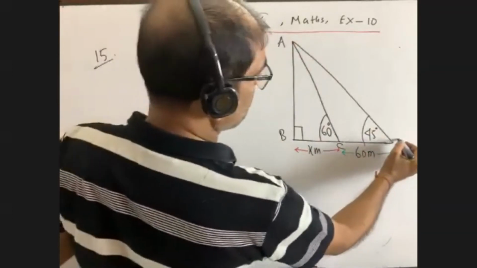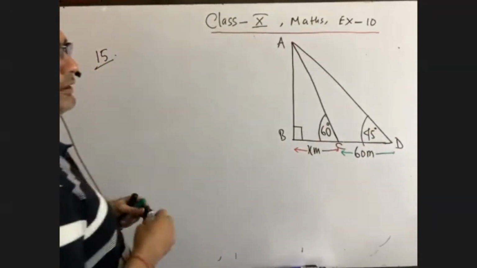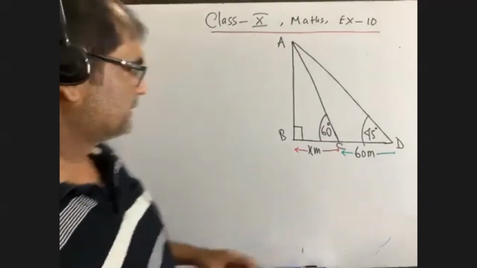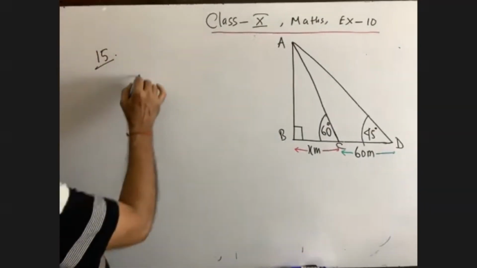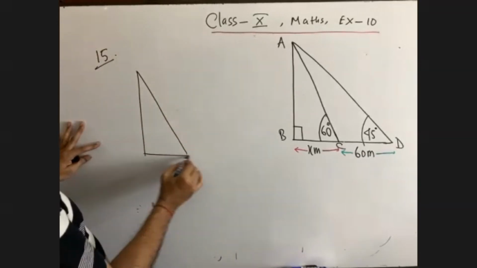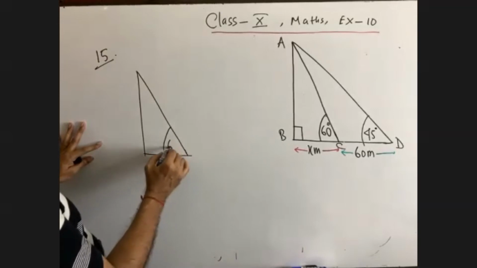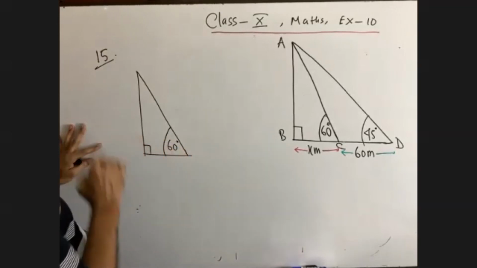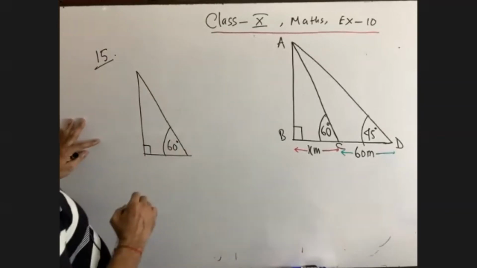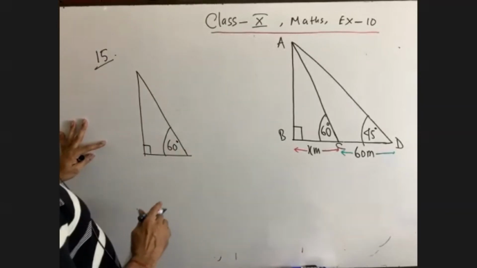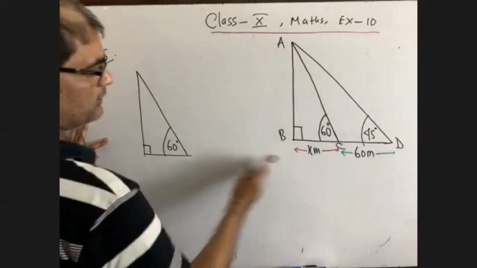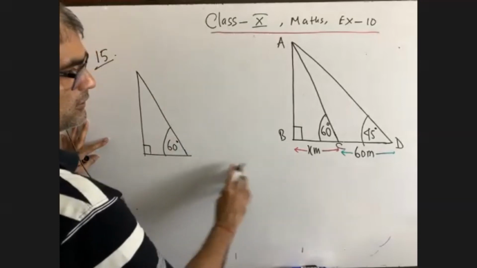Sir, can you please repeat this part again? Okay, very good. Suppose this is a minute and an angle of elevation is here given as 60 degree. It is told that if we move 60 meter, then the angle will be 45 degree. So 45 degree angle, what? It will be in this direction.